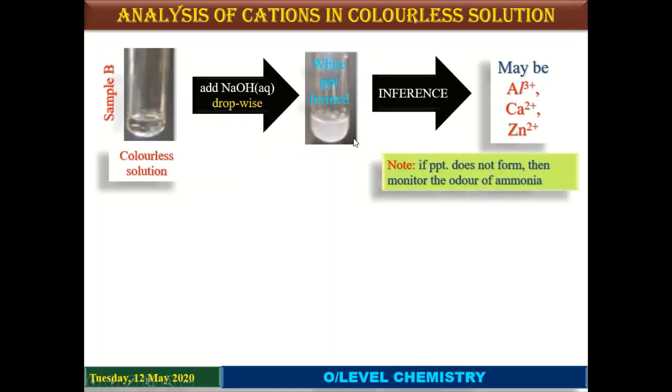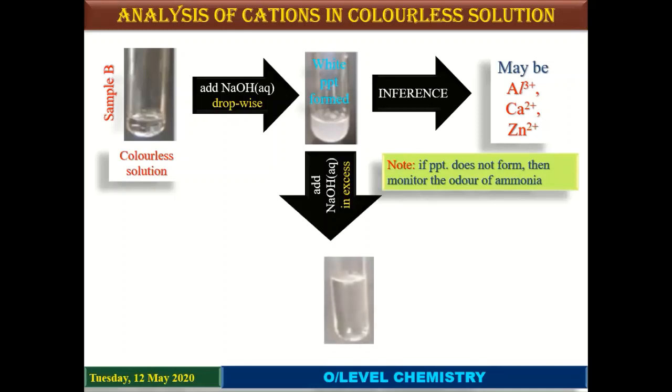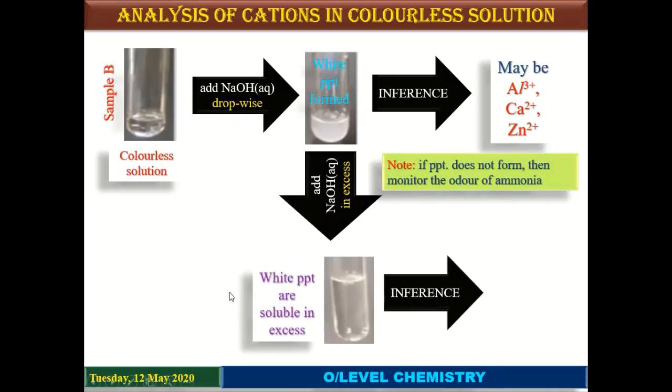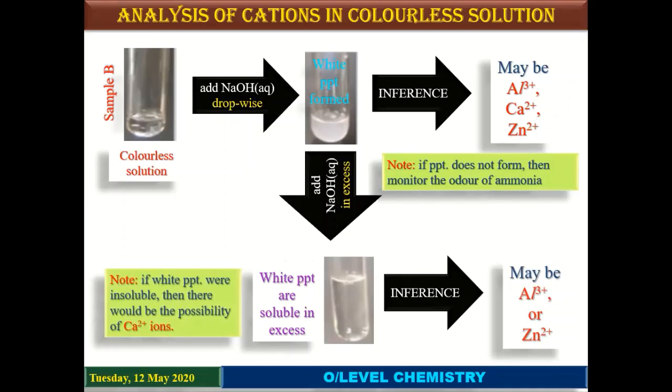If we do not get the precipitate, then we will monitor the odor of ammonia for detecting ammonium ion. But here we have got white precipitate, so we will proceed further, and in excess of sodium hydroxide we can see that it is soluble. That's why there are chances of only aluminium and zinc, no chance of calcium, because if the white precipitate remained insoluble in excess of sodium hydroxide, then there would be the chances of calcium ion.